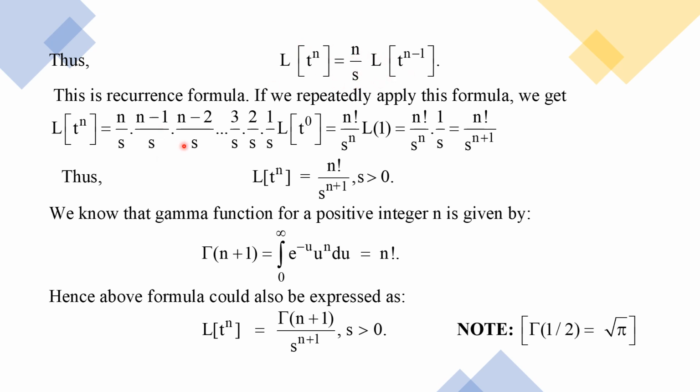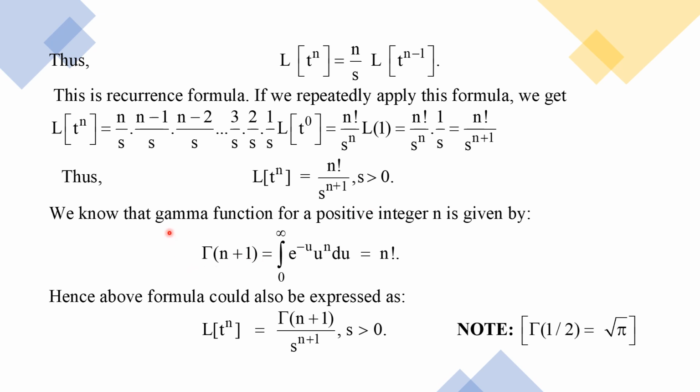We have n minus 1 over s, n minus 2 over s, down to 3 by s, 2 by s, 1 by s, and Laplace of t power 0. Laplace of t power 0 means Laplace of 1, which is 1 over s. If we apply the definition of factorial, it becomes n factorial over s power n, times 1 over s. So Laplace of t power n is equal to n factorial over s power n plus 1. Here s must be greater than 0.